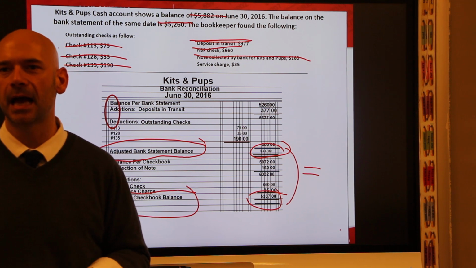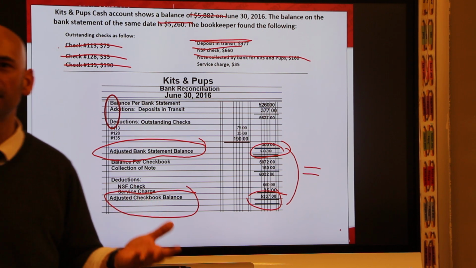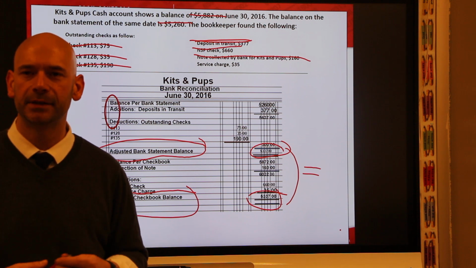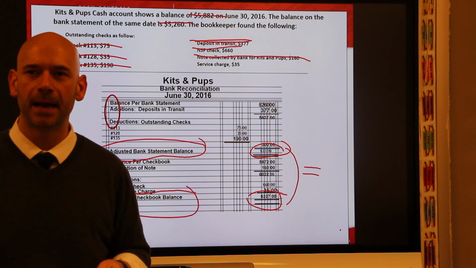This is how we reconcile a bank account. We're going to be moving on to doing payroll and other things in the next chapter. This will conclude Chapter 11's version of how to reconcile your bank account.